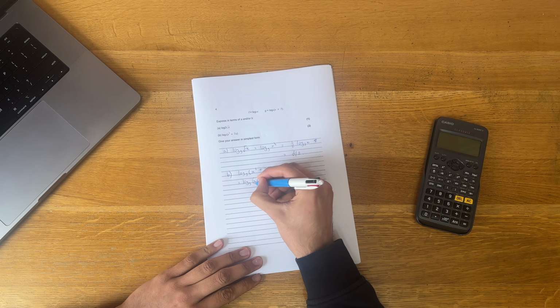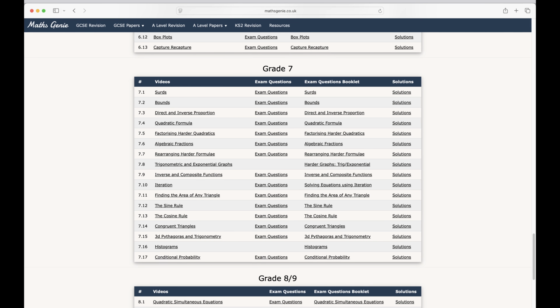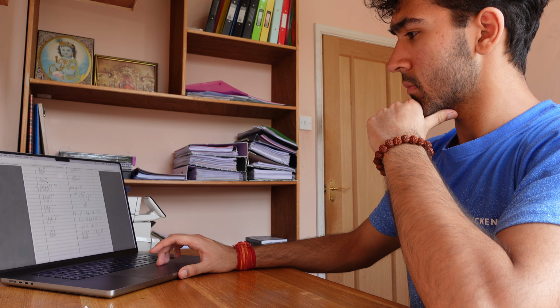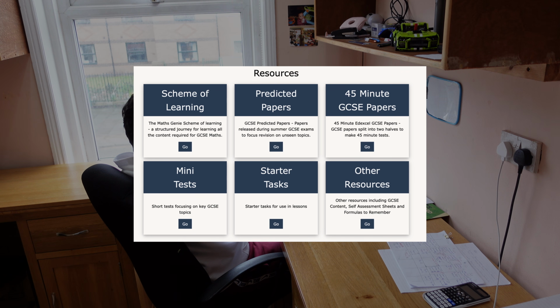And for maths, resources is a bit different. The main way I revised for maths was by doing questions. The main website I used was Maths Genie. It contains questions for each topic for GCSE and A-level, and it has worked solutions and videos if you are stuck on a topic. They also have the following resources which may be useful for you.